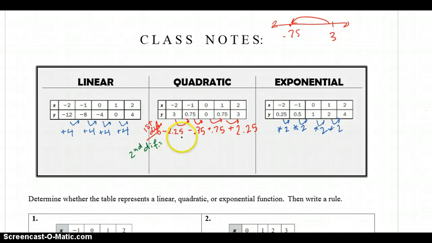To find the second difference, we want to look at how do we get from negative 2.25 to negative 0.75. To plug this in your calculator, type in negative 0.75 minus negative 2.25. What did you get? I had one person say 1.5. Does anyone else get plus 1.5 as their answer?